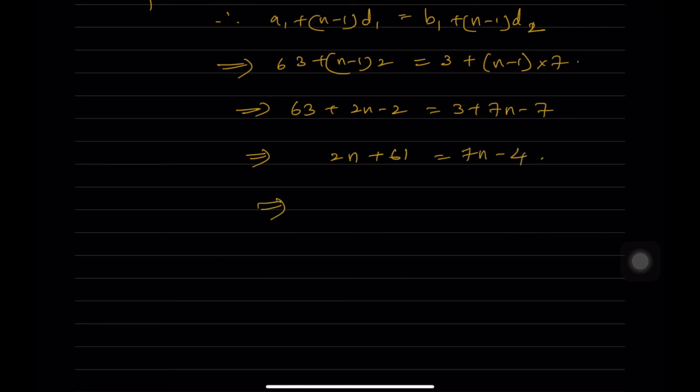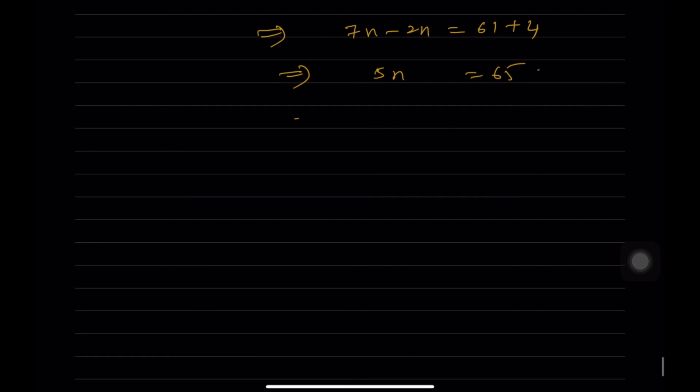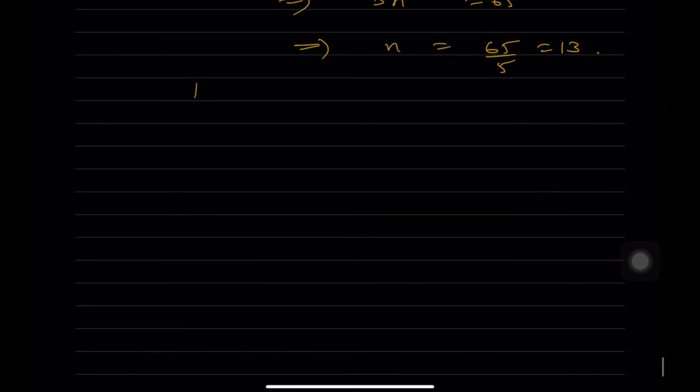So which implies, bring all the n terms together. So 7n minus 2n is equal to 61 plus 4. So which is equal to 5n is equal to 65, which implies n is equal to 65 by 5, which is equal to 13. Hence the required value of n is equal to 13.